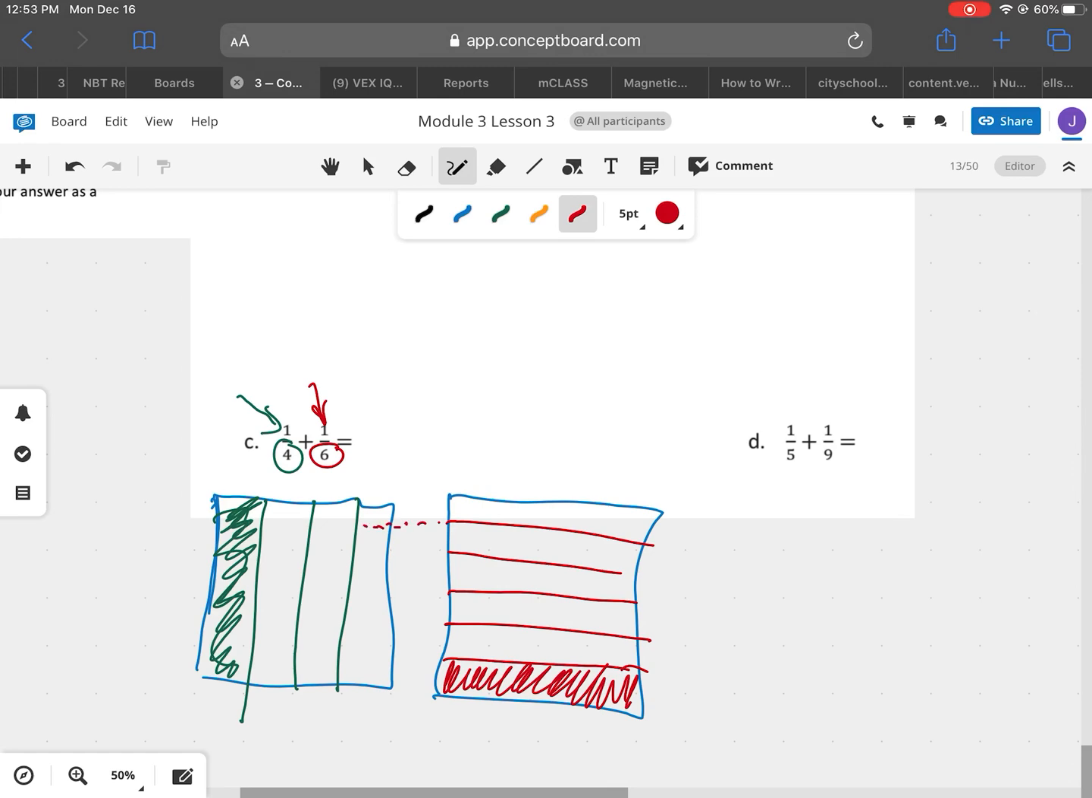Alright, so now I'm going to take this and extend it. So now I'm going to cut this into 6 pieces by drawing 5 lines, excuse me. Okay, and now at first I had 1/4, and now I have 6 24ths.